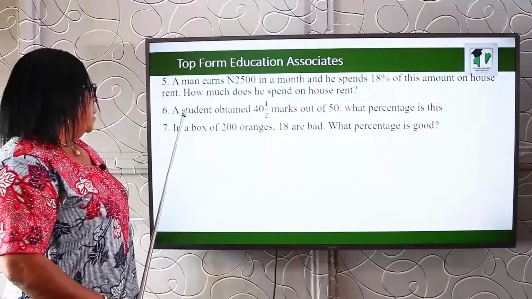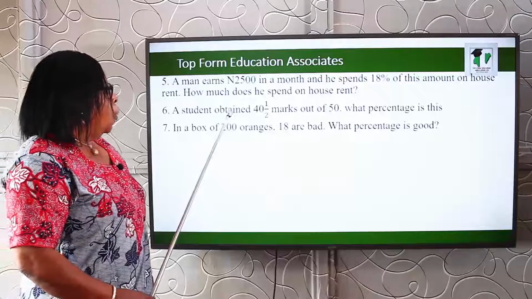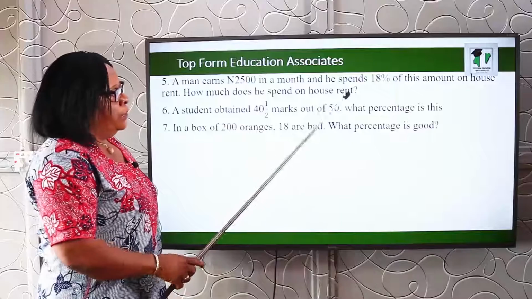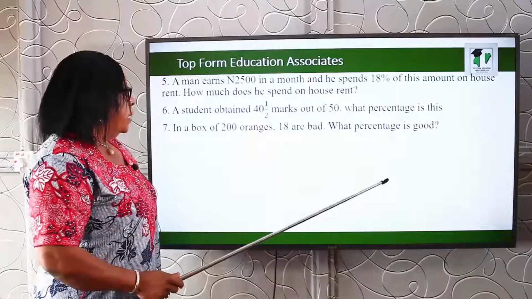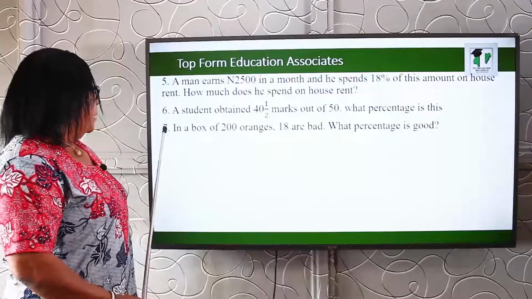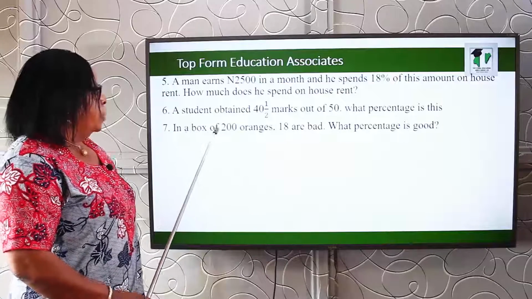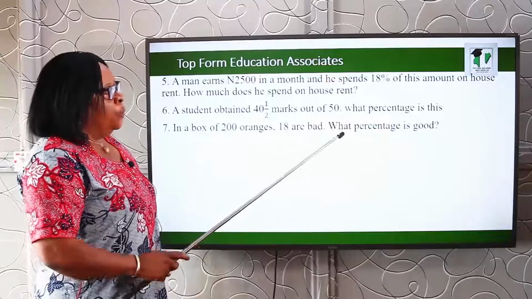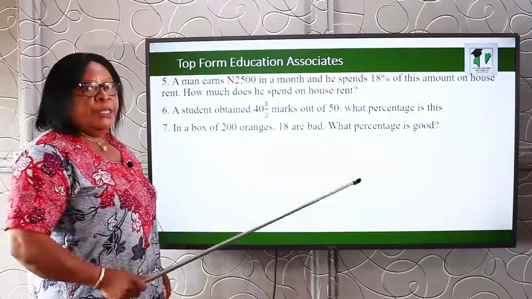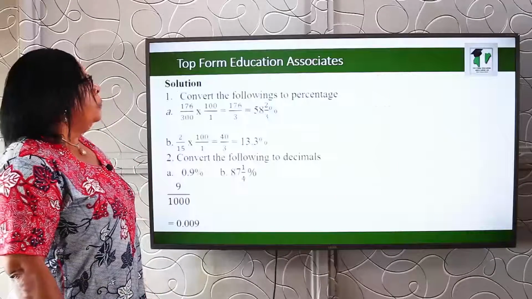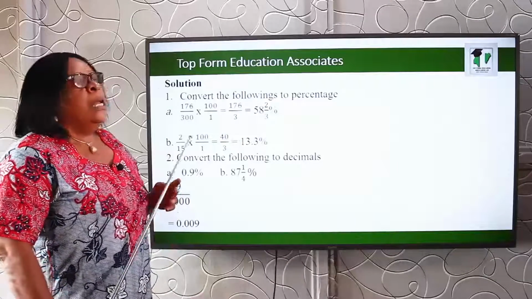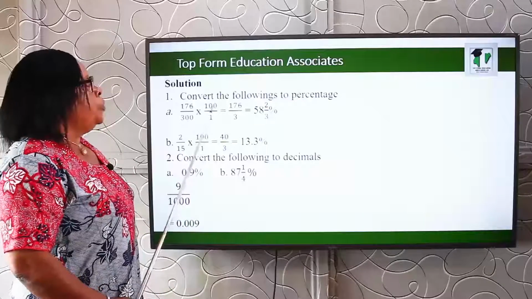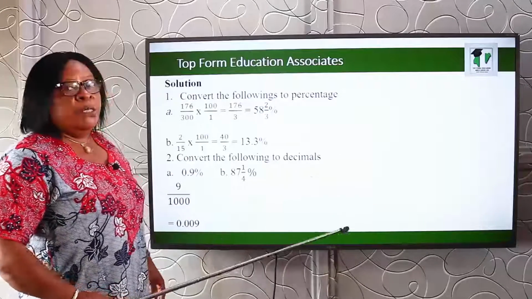Number 6, a student obtained 40.5 marks out of 50. What percentage is this? Number 7, in a box of 200 oranges, 18 are bad. What percentage is good? Now, let's look at the solution to these questions.